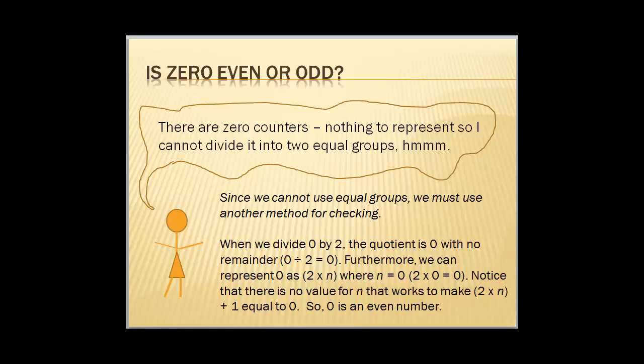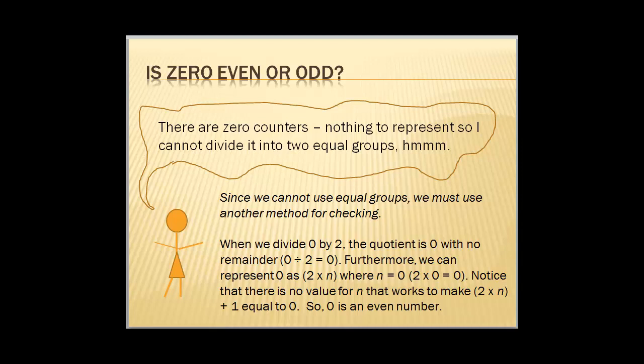All right, so let's look at one of our questions. Is 0 even or odd? Well, we can't make a 0 counter. I can't create something out of nothing. So I can't divide it into two equal groups because I have nothing to use to divide. Well, since we can't use equal groups, we have to have another method to check this to see if it's even or odd.